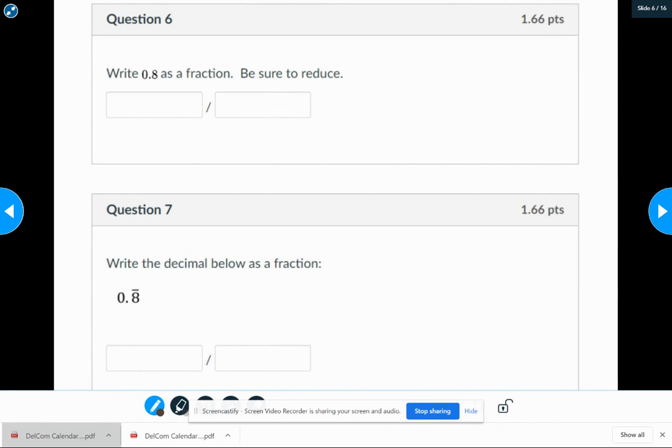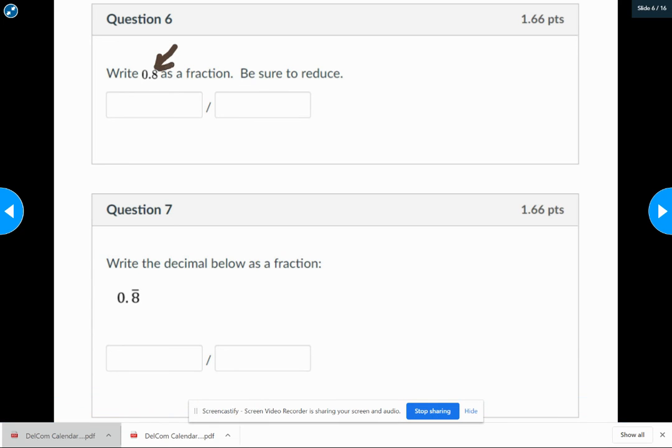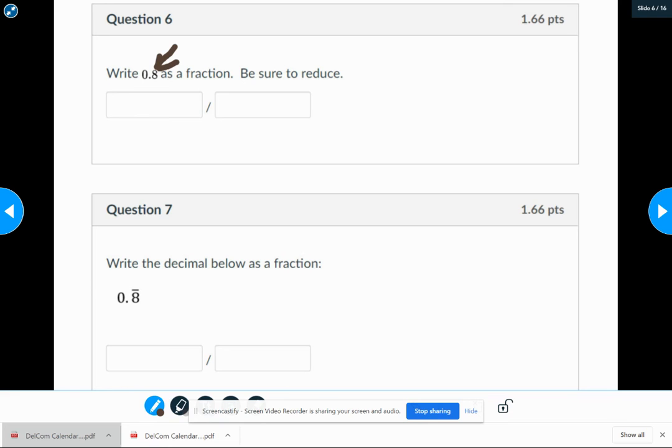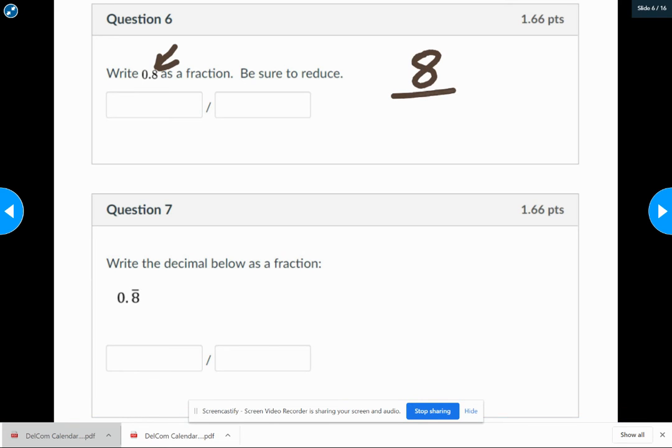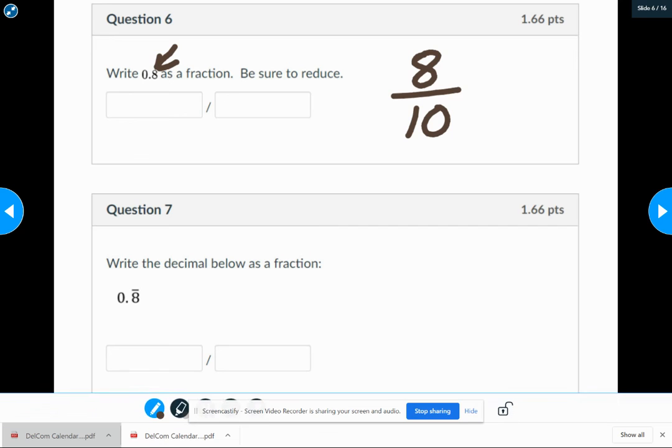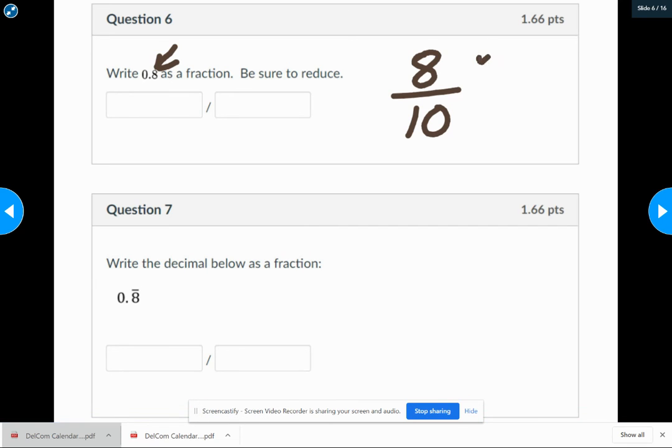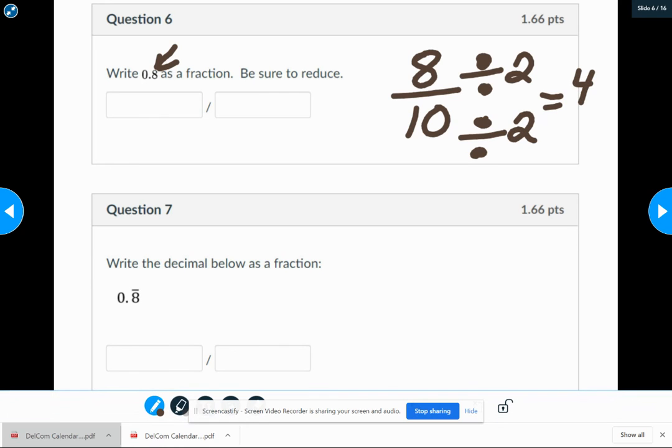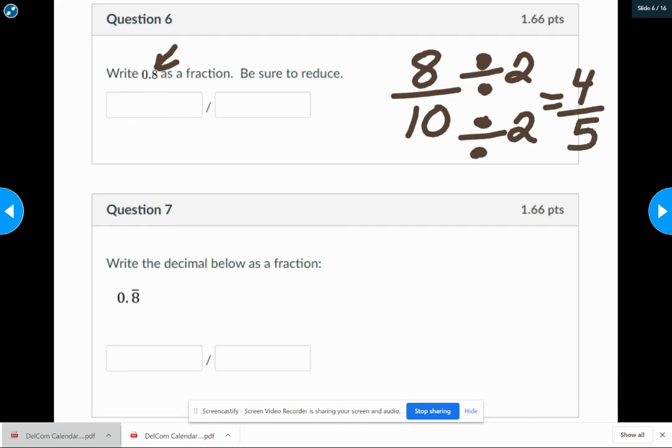Okay, number 6, write 0.8 as a fraction. So again, the decimal place, 8 is in the tenths place. So we would write it as 8 tenths. Okay, but that reduces. We can divide the top and the bottom by 2. And that leaves us with 4/5.